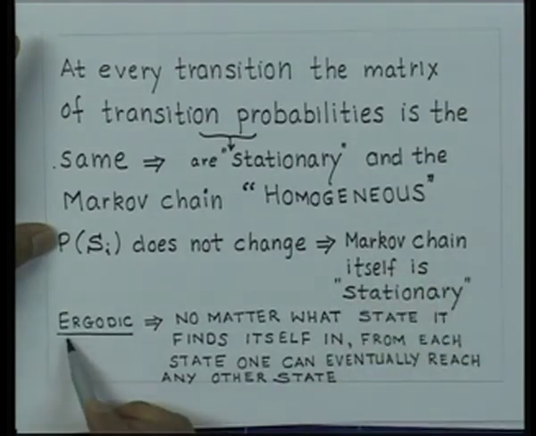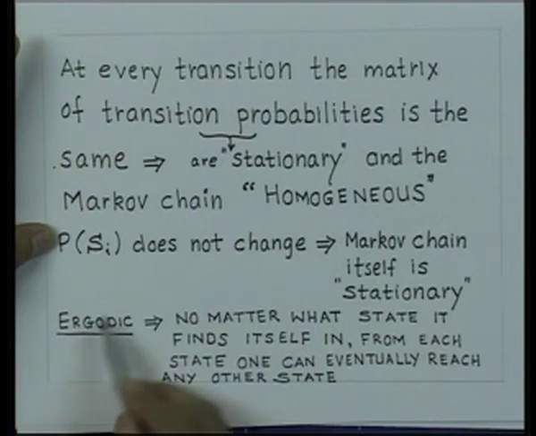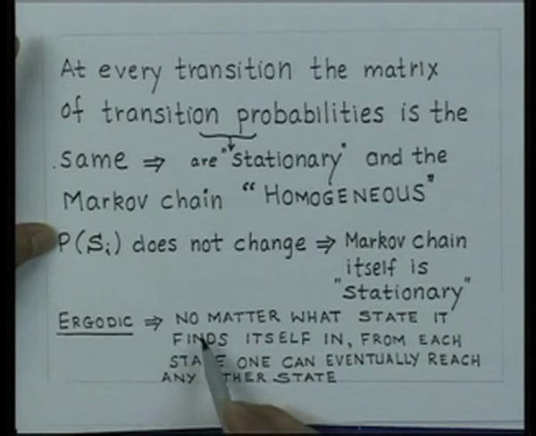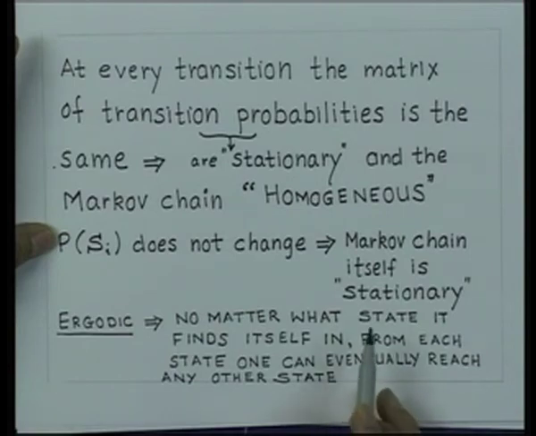And as discussed earlier, an ergodic Markov source or Markov chain means that no matter what state it finds itself in, from each state one can eventually reach any other state. That is a crude definition for ergodicity, and this understanding is more than sufficient for our course.